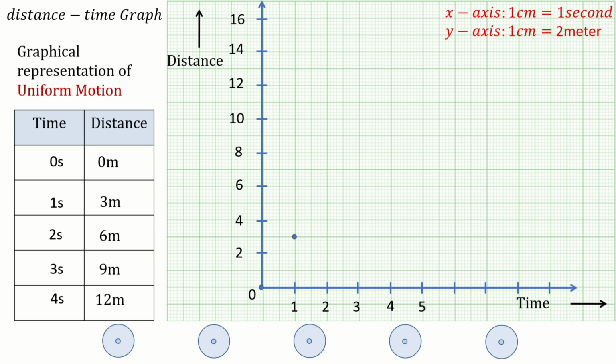0, 0; 1, 3; 2, 6; 3, 9; 4, 12. So now let us join all these points and see the type of graph we are going to get. Yes, here we have got a straight line graph. So we can conclude that the graphical representation of uniform motion will always be a straight line graph.